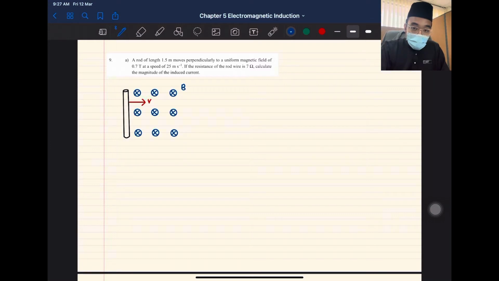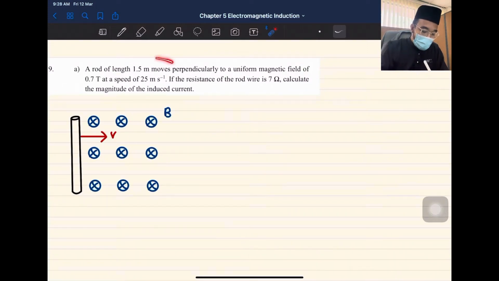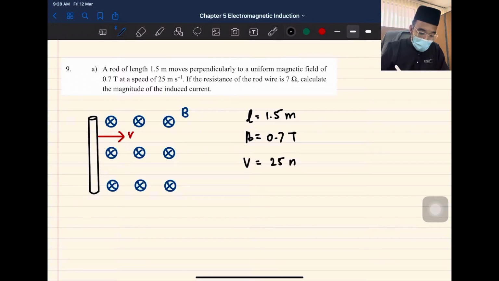Okay, so for question number 9, a rod of length 1.5 meter moves perpendicularly to a uniform magnetic field of 0.7 Tesla at a speed of 25. So maybe I can write down the information first. Length equals 1.5 meter. Magnetic field equals 0.7 Tesla, at the speed v equals 25 meter per second. Okay, and the resistance of the rod is 7 ohm.